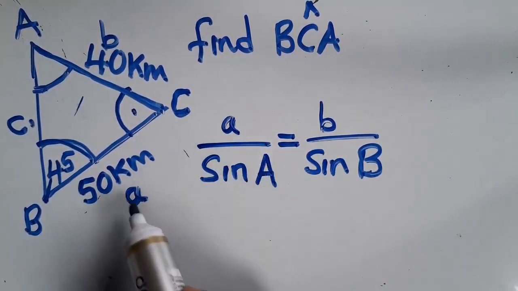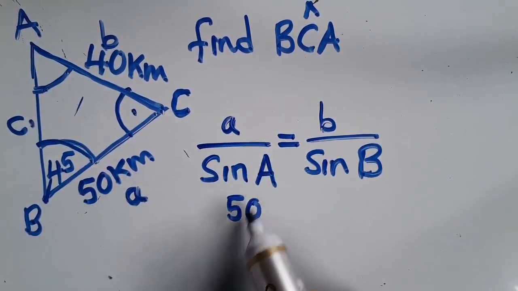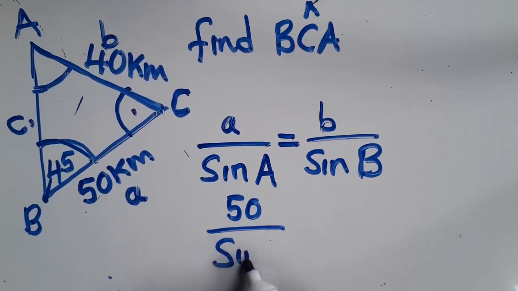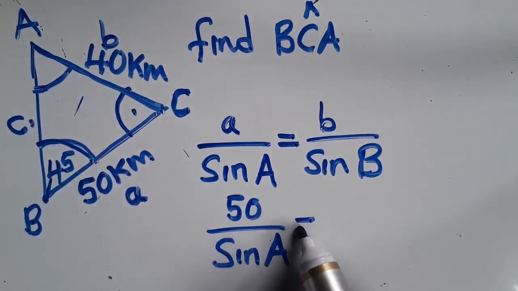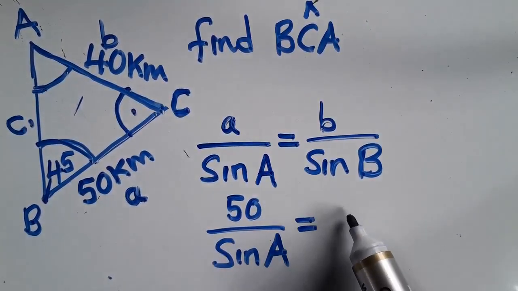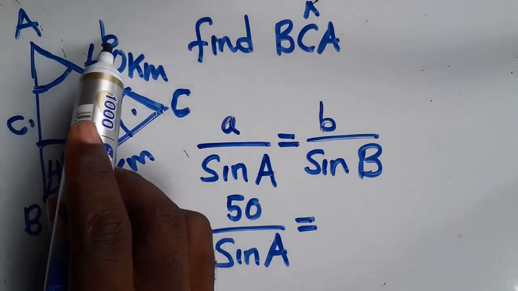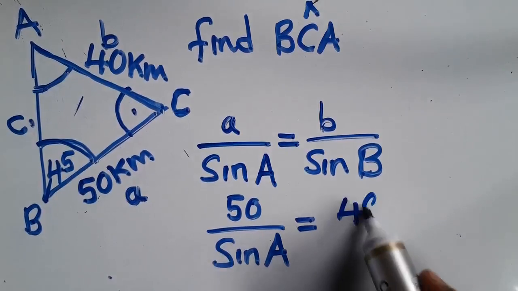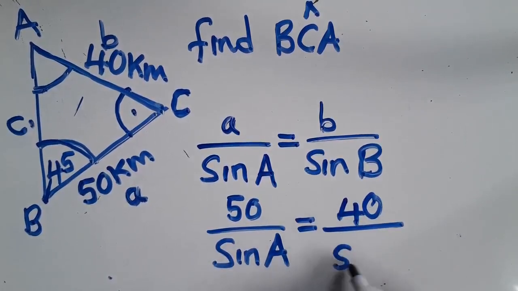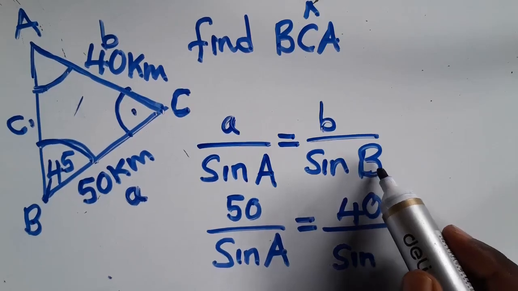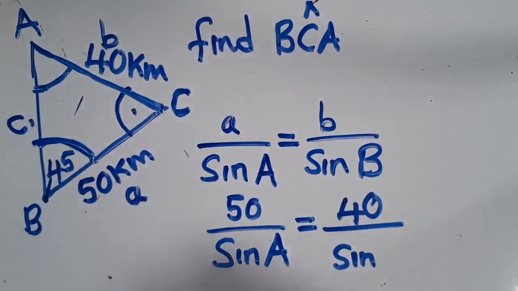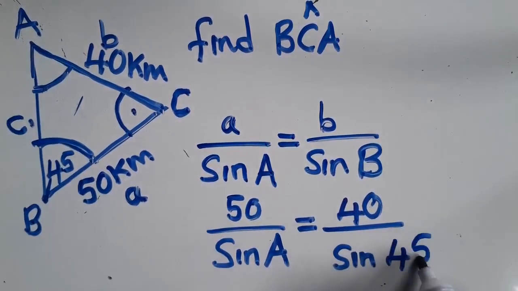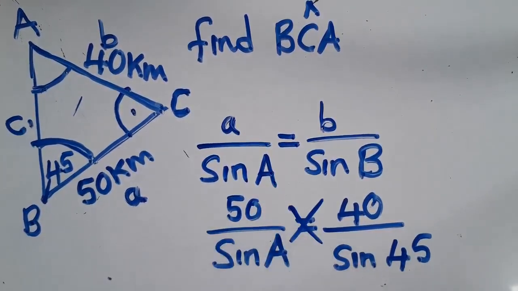So what is a? a is 50. So I'm going to say 50 over sine. What is sine A? I don't know. I want to calculate A, which is equal to, what is my b? My b, I just check. My b is 40. So I say 40 over sine. What is B? Angle B now, which is what? 45. So I'm going to say 45. Here I cross multiply.